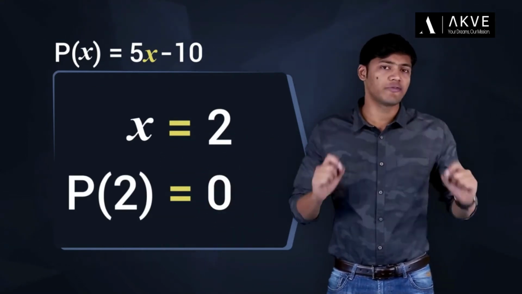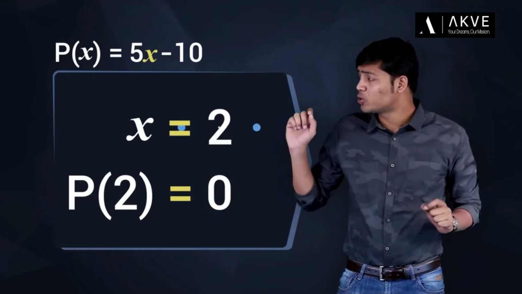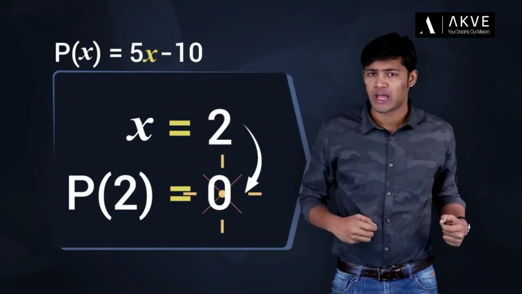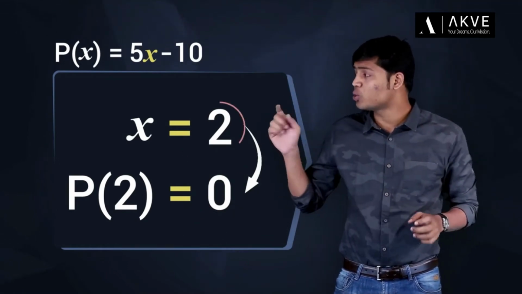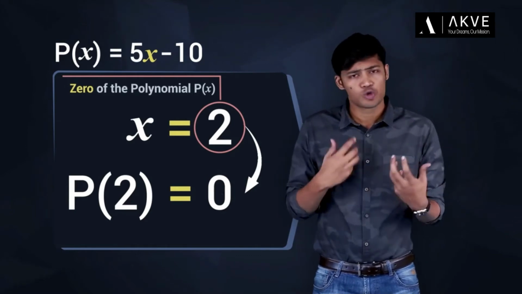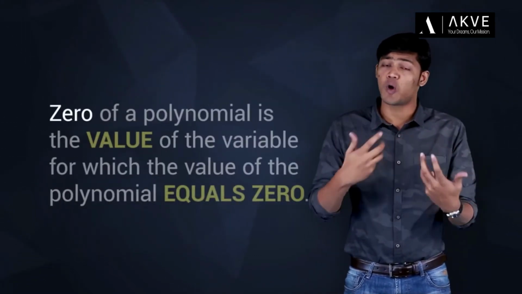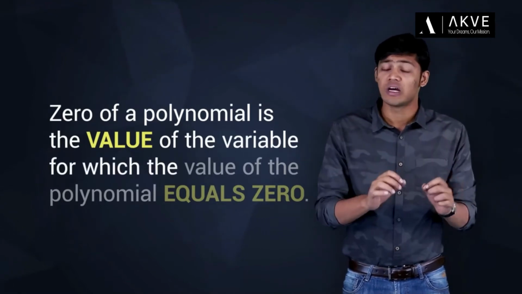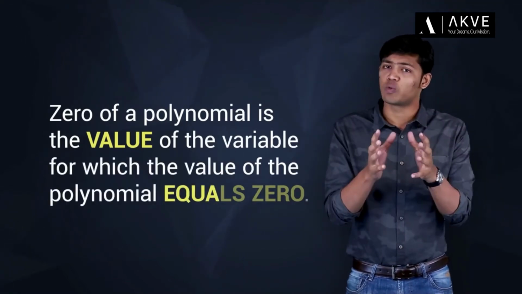Now, if you observe carefully, the value of the variable 2 made the value of the polynomial equal to 0. And for this reason, we call 2 the zero of the polynomial p of x. So, we can define the zero of a polynomial as the value of the variable for which the value of the polynomial equals 0.